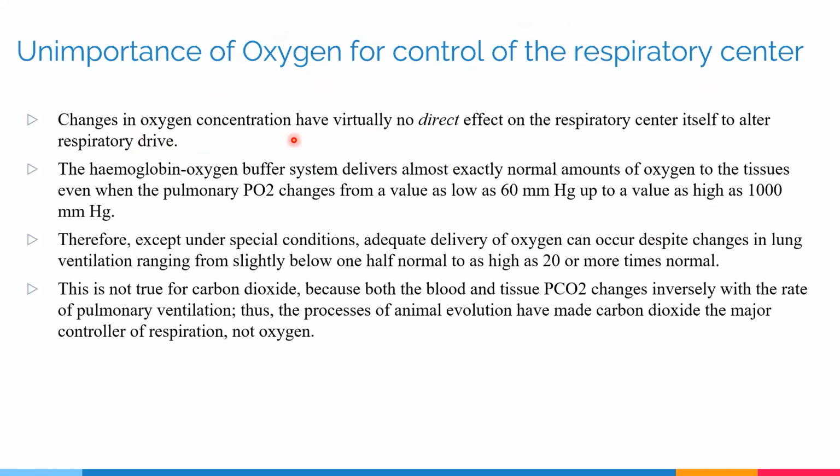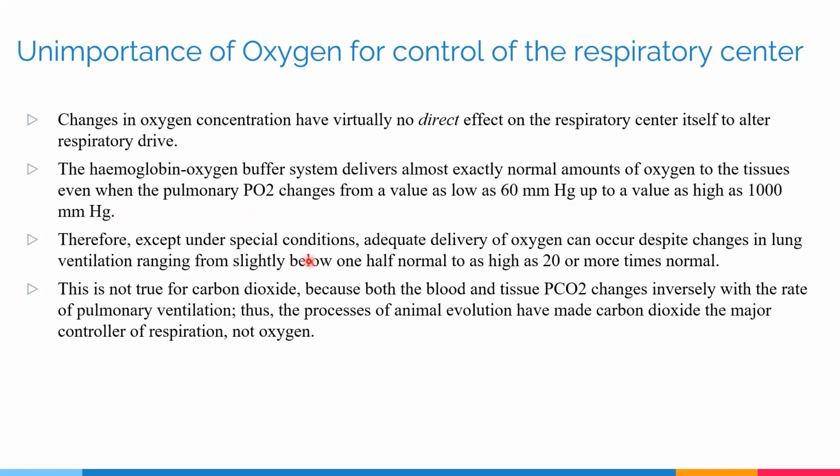Changes in oxygen concentration have virtually no direct effect on the respiratory center itself to alter the respiratory drive. The reason behind this is that the hemoglobin oxygen buffer system delivers almost exactly the normal amounts of oxygen to the tissues, even when pulmonary partial pressure of oxygen changes from a value as low as 60 millimeters of mercury up to a value as high as 1000 millimeters of mercury.